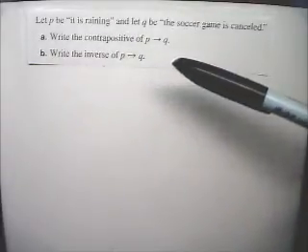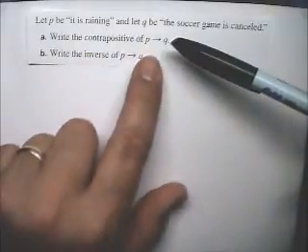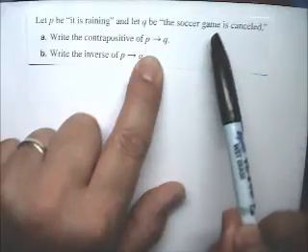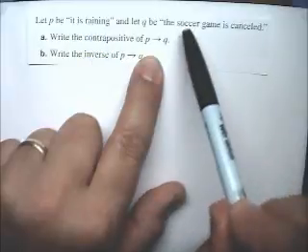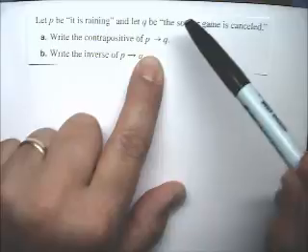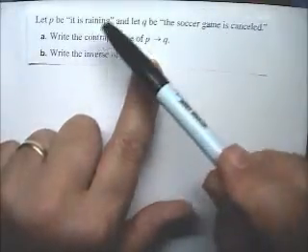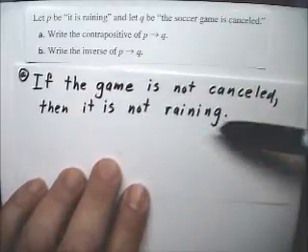So first of all, I have to write the contrapositive. So the contrapositive is going to be Q first and P second. So the soccer game canceled will be the first part, and raining will be the second part. And also it'll be not. So we'll say the soccer game is not canceled, and it is not raining. So for that we come up with, if the game is not canceled, then it is not raining.